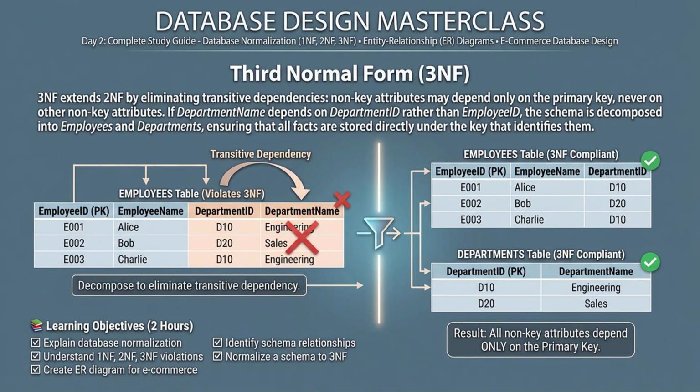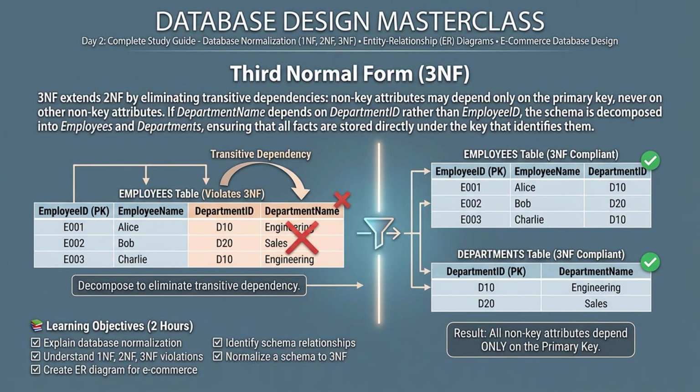All right, let's dive into the third normal form, or 3NF. Building on what we learned about 2NF, 3NF primarily focuses on eliminating what we call transitive dependencies. What exactly is a transitive dependency? Look at our initial employees table on the left. We have employee ID as our primary key. Employee name directly depends on employee ID, which is good. Department ID also directly depends on employee ID.